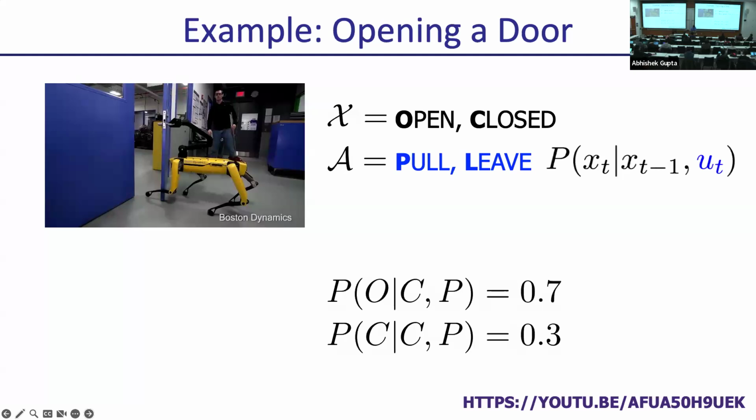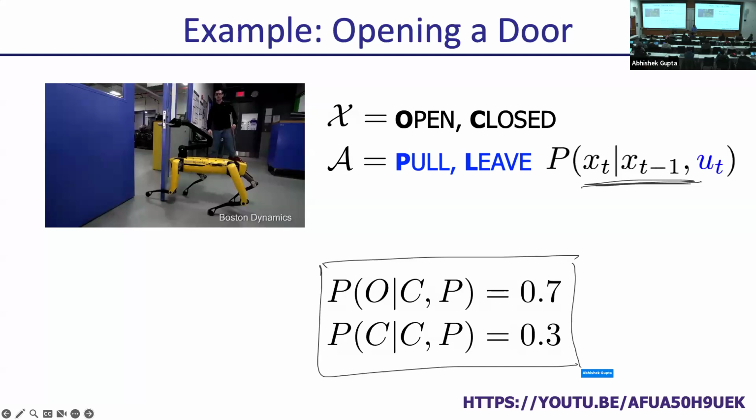And so the dynamics of our system, which is P of xt given xt minus 1 and ut, is going to be defined as follows. This says that if your system was already closed, the door was closed, and you pulled the door open, the likelihood that it is going to be open is 0.7, and the likelihood it's going to be closed is 0.3. So if you were closed and executed pull, this is the likelihood you're going to be in open at the next time step, and this is the likelihood you're going to be at closed.